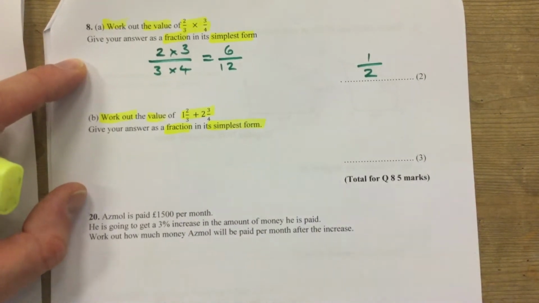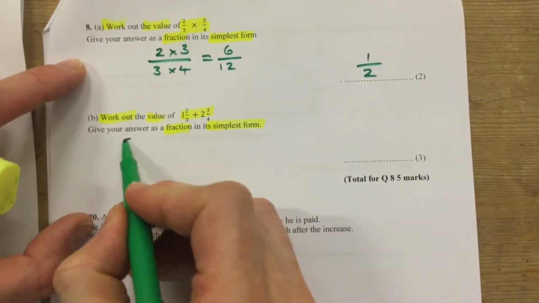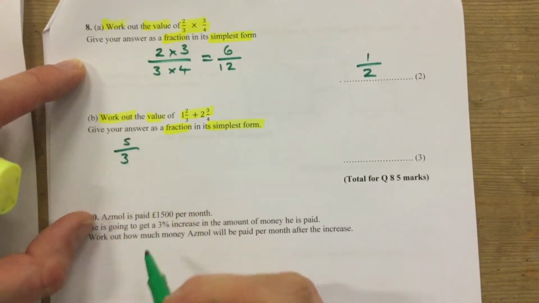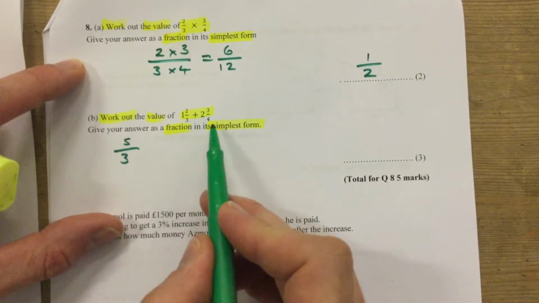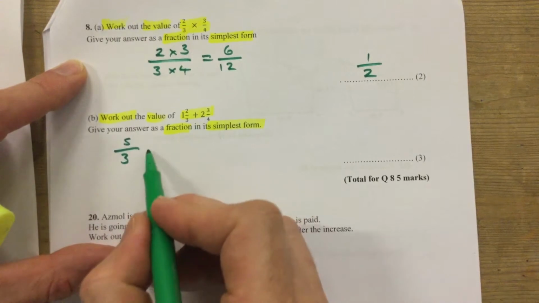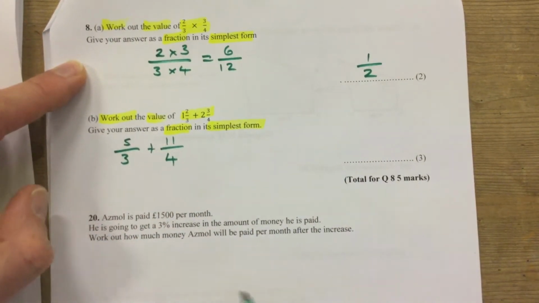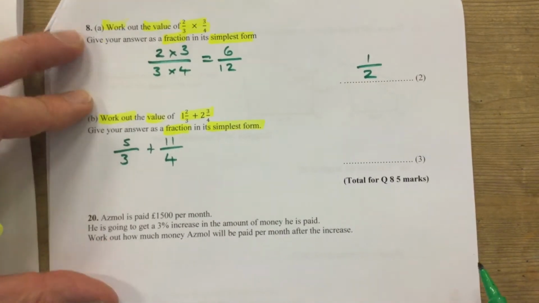So, 1 whole one is worth 3/3. Plus the 2/3 means that we've got 5/3. 2 whole ones, when in quarters, 2 lots of quarters are worth 8. Plus 3 means we've got 11 quarters. So we've now got them into fractions, although they're improper, that's fine for now.